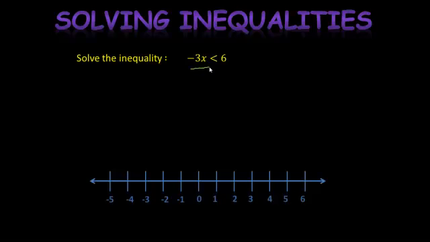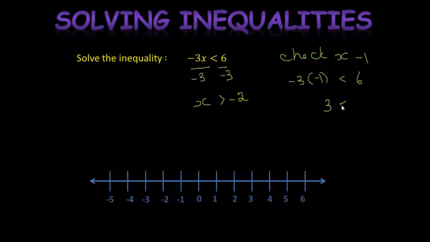Okay, now again I'm going to divide by negative 3 on both sides. But what I've got to do now is flip my inequality around. So instead of that being x is less than negative 2, it's actually x is greater than negative 2. And now let's pick a value for x that is greater than negative 2. So we'll do a check. So x could be something greater than negative 2, so negative 1 maybe. So if I substitute x is negative 1 into my original inequality, I get negative 3 times negative 1 is 3, is less than 6, and now that's true. So I've done it correctly.